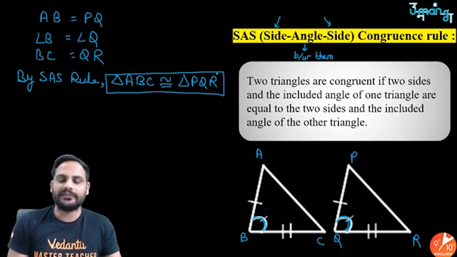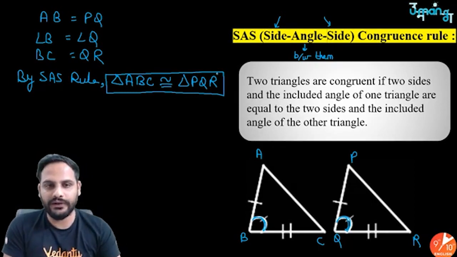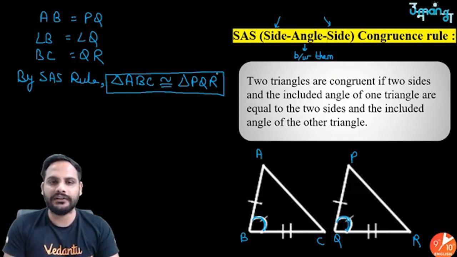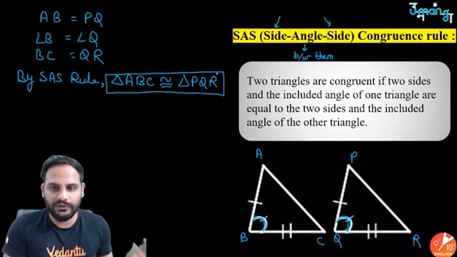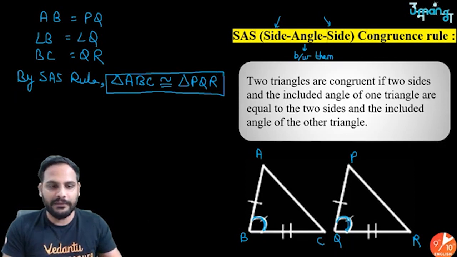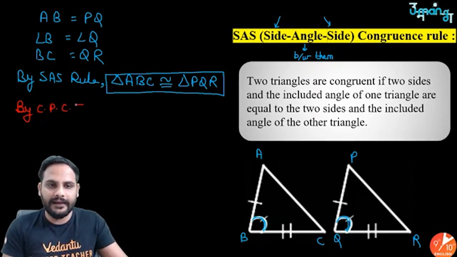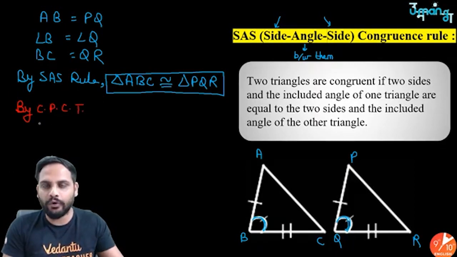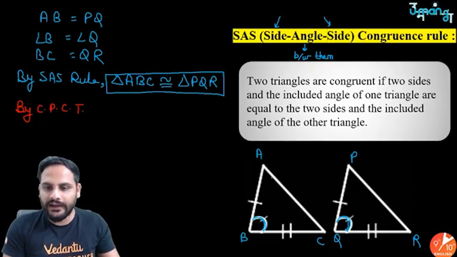Now understand this thing. What do I mean over here? Once I have got that these two triangles are congruent by this rule, then the remaining parts also I can say will be equal. That means now comes the role of CPCT. So I can say by CPCT. CPCT means corresponding parts of the congruent triangles. So if two triangles are congruent, all the corresponding parts will be equal.